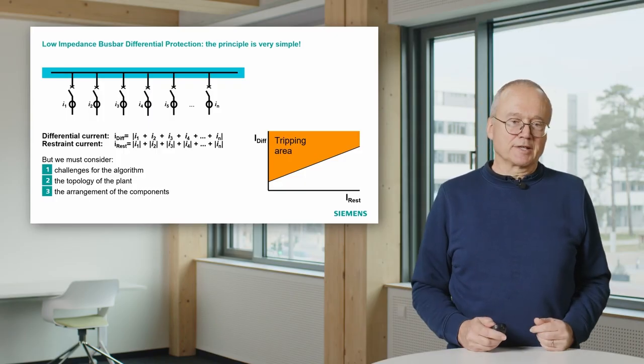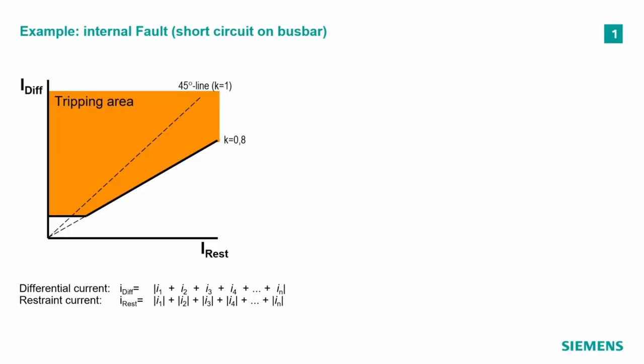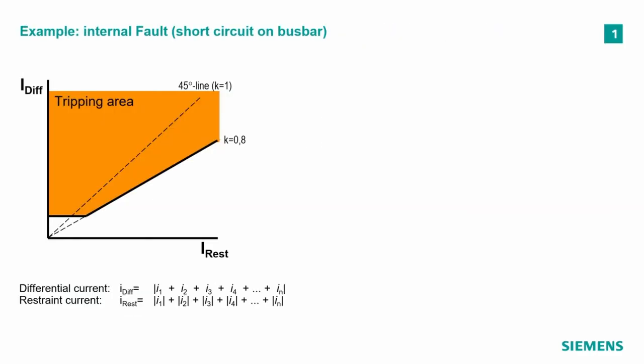I will start with a few examples. That is the characteristic we use. You see it's a little bit different from the symbolic thing I normally use. In this case our characteristic is very simple. We just have a slope of our tripping area and near the origin a certain cutoff. You also see the 45-degree line. If we have a fault on the busbar, we are on the line. So let's discuss the different cases.